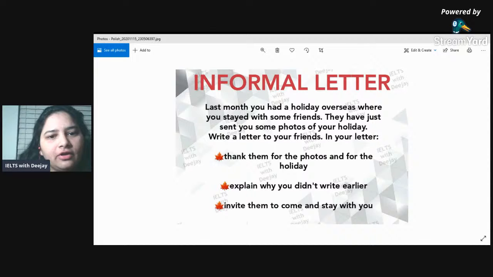First, in the first bullet point, you will thank them for the photos and for the holiday. In the second bullet point, the second paragraph, you will explain why you couldn't write earlier. You will give some kind of reason, that you were busy somewhere or something like that. And in the third bullet point, the third paragraph, you have to invite them to come and stay with you. This is how you're going to write this letter. Just write it up and send it to me in the group so that you can get it evaluated by me. This is how we write informal and semi-formal letters.